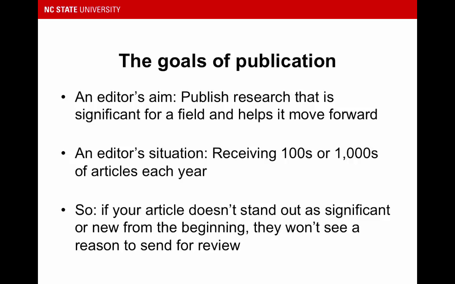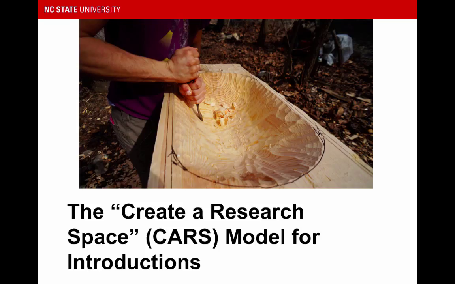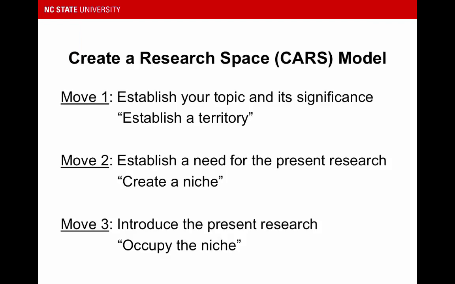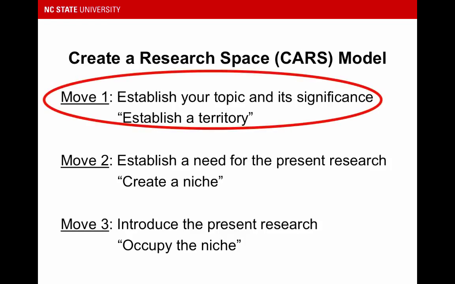Few people know, but there's a model that you can follow as an author to write an excellent research article introduction. And it's called the Create a Research Space model, otherwise known as CARS. It was first discovered by a researcher named John Swales and has since been expanded upon by many scholars. This model has 3 steps. You'll see them here outlined as moves 1, 2, and 3. In this 3-video series, we'll have a short video for each move to describe how they all work. This video covers move number 1.